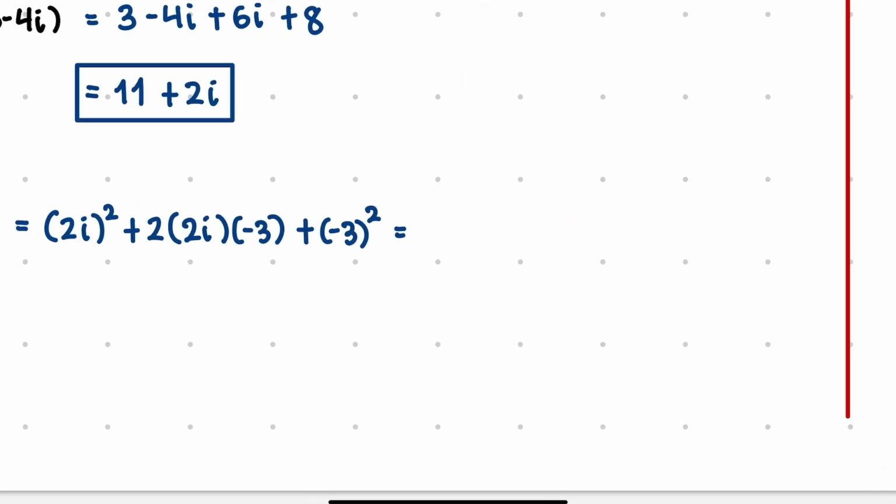So let's simplify. For this first one, take note that 2i squared is the same as 2 squared, which is 4, and i squared, which is negative 1, so we have there minus 4. Then let's multiply the one in the middle, so that's 2 times 2, 4 times 3, negative 12i. And for the last one, we have here negative 3 squared, that's just 9. Let's combine the real parts, negative 4 and 9, so that would be 9 minus 4, 5, minus 12i.